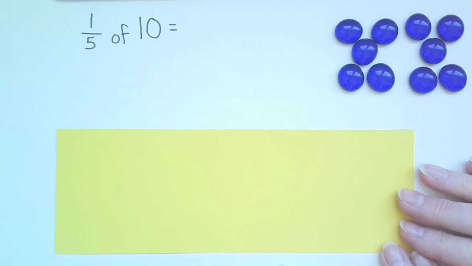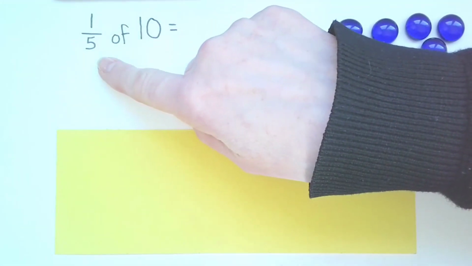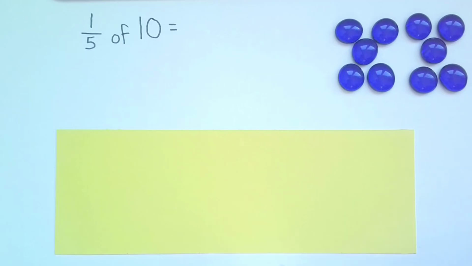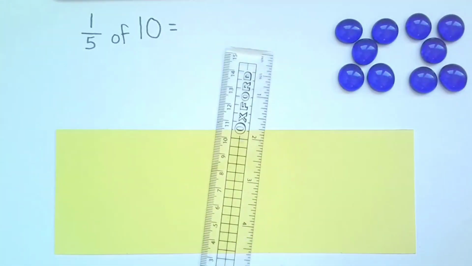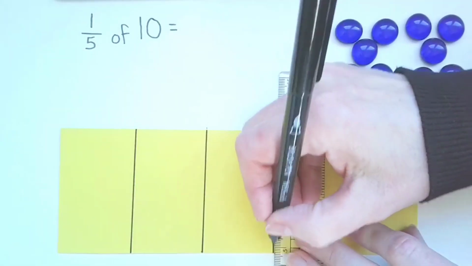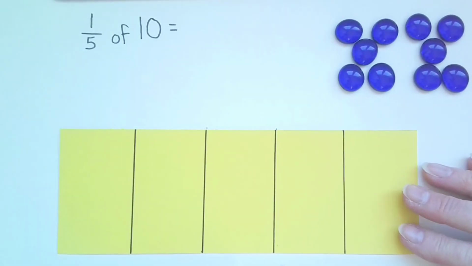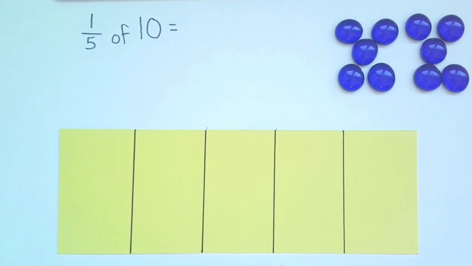We're going to start by finding 1/5 of 10. So I've got 10 counters, and we're going to find what a fifth of that quantity would be. And to do that, I've got a strip of paper, and I'm going to make fifths. So that means I need to split this strip of paper up into 5 equal pieces. So there we go. We've split the paper up into 5 equal pieces, or as equal as we can make them. We know they should be exactly equal.